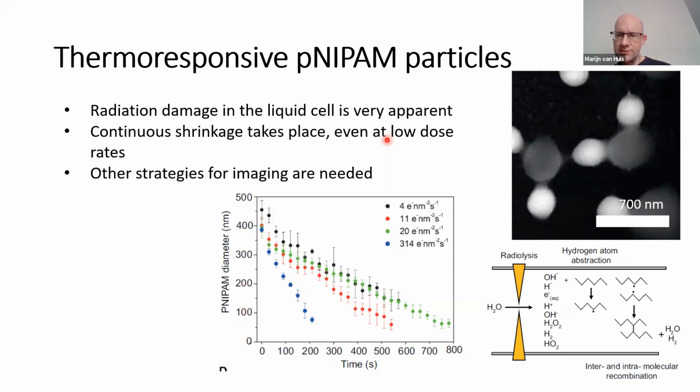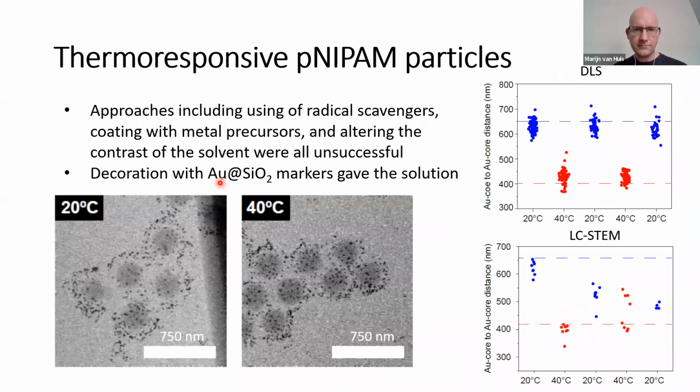And that is simply because of the huge number of radicals that we are creating just considering the water. So a list is given here at the right-hand side, and that leads to additional cross-linking. Cross-linking means that it becomes more rigid and more dense, and that it cannot expand any longer. So we need other strategies for the imaging here.